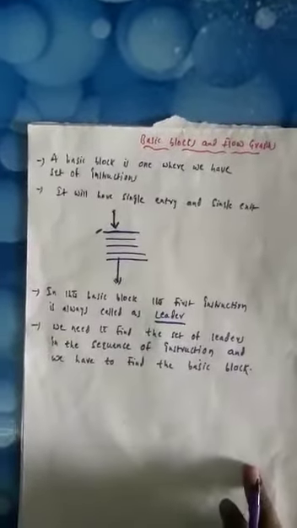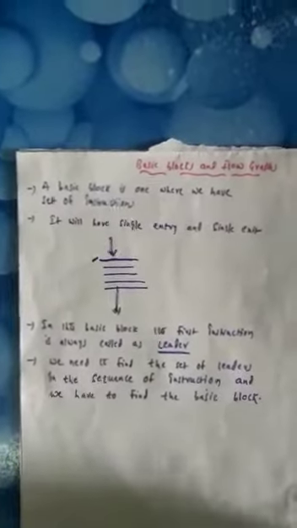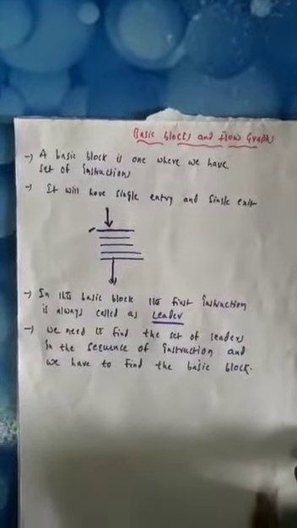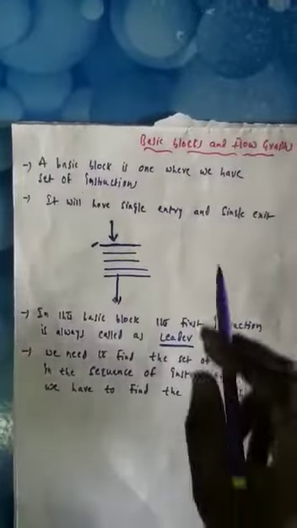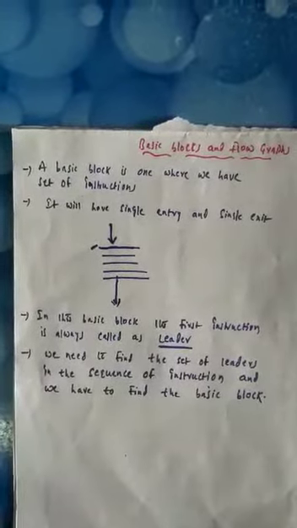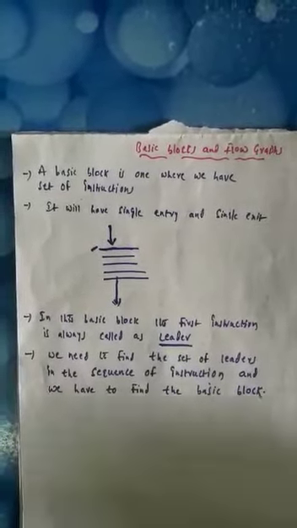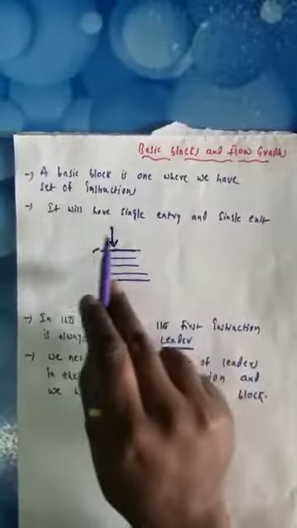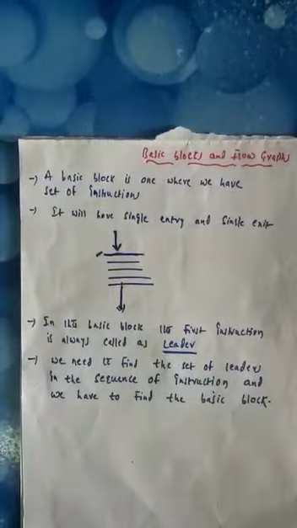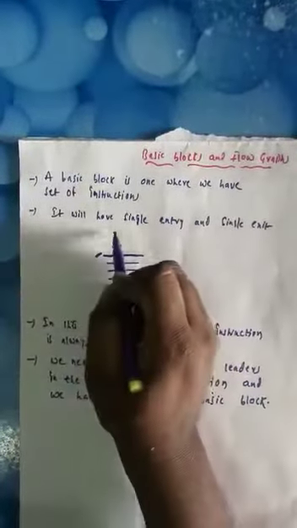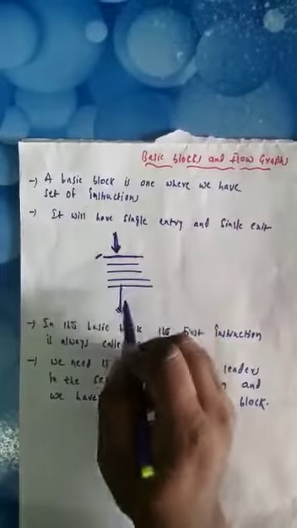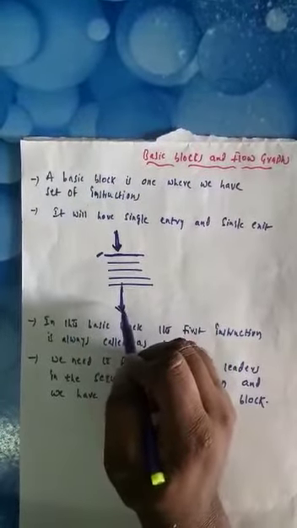Good morning, all. In code generation, we have another topic: basic blocks and flow graphs. A basic block is a set of instructions. A basic block consists of a set of instructions, and it will have a single entry and a single exit.